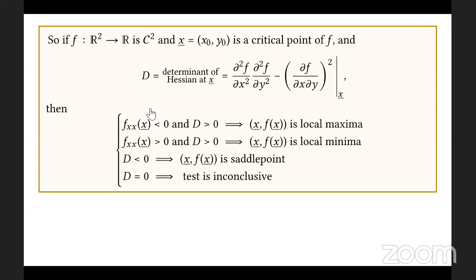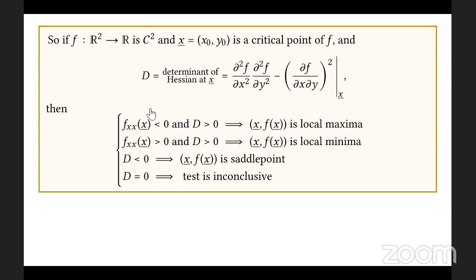Okay, so if f has continuous partial derivatives up to order 2, and x, which I'm writing as x naught, y naught, is a critical point, that is that the gradient is 0 at that point, and we call d the determinant of the Hessian at x, then this is the second derivative test. So if the second order partial with respect to x is negative and d is positive, then it's a local max. Oh, I'm sorry. I wrote, oh yeah, never mind, we're good.